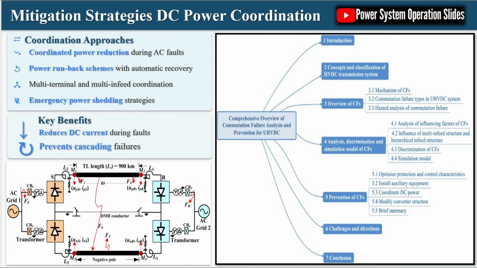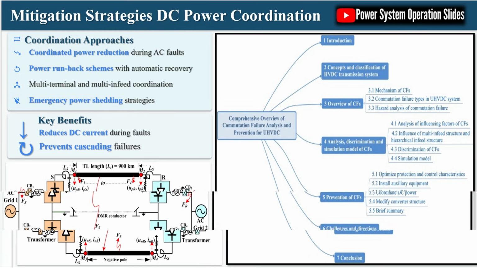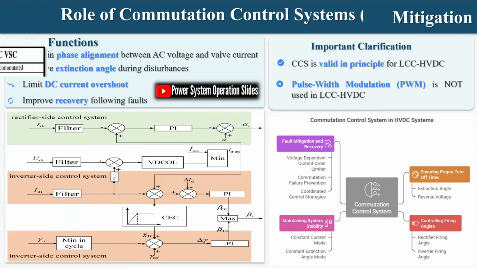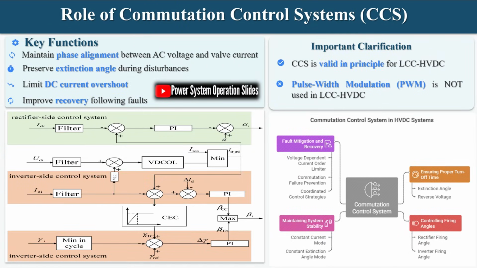Finally, considering the transition to VSC HVDC for new projects in weak grids or critical applications can eliminate CF entirely, though this must be balanced against economic considerations. As HVDC interconnections continue to expand globally, system operators must maintain a comprehensive understanding of commutation failure phenomena and implement appropriate mitigation strategies to ensure reliable and stable operation of these critical transmission assets.